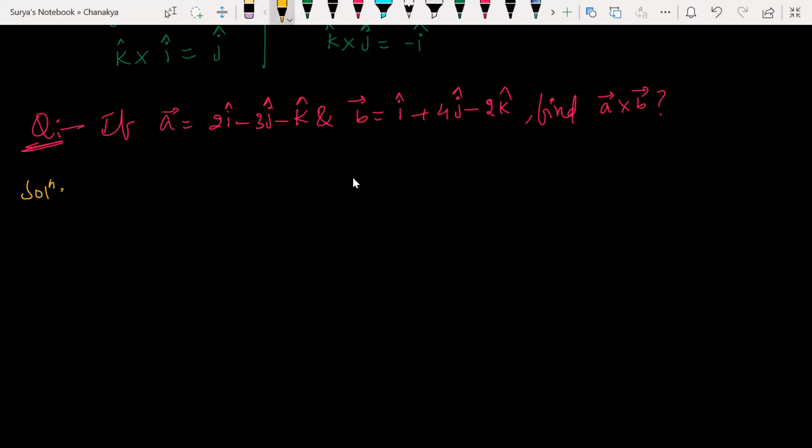How will we find this out? Make it fast. How can I find it out? Guys, look at this here. I have the cross product in determinant form. What did I tell you first? I told you to write i, j, k and write the coefficients here: 2, minus 3, minus 1, and 1, 4, minus 2.